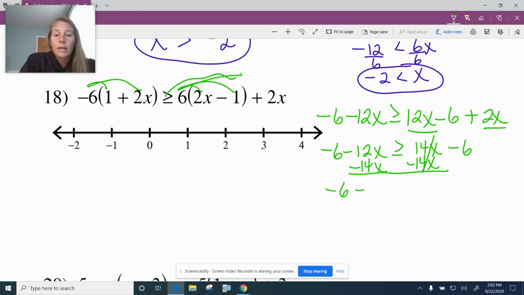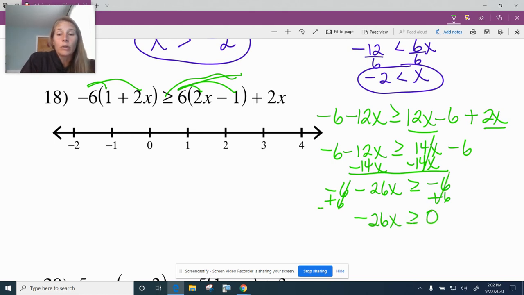So I have negative 6 minus 26x. And over here I just have a negative 6. Now I'm going to add my 6 to both sides. Now when I do that, I get negative 26x is greater than or equal to 0. So a lot of people kind of get confused when the numbers cancel out. If there's nothing left, you need to write the 0 as a placeholder.